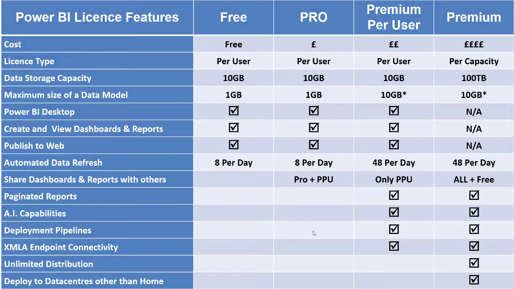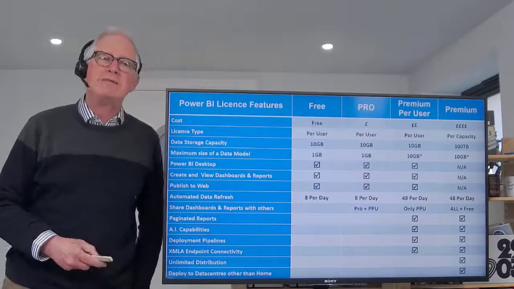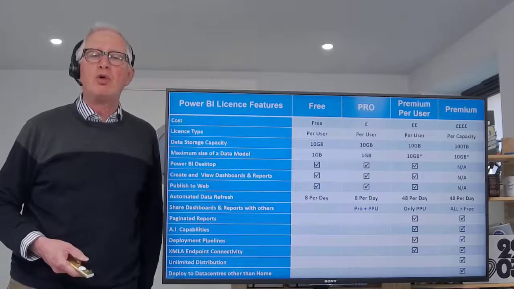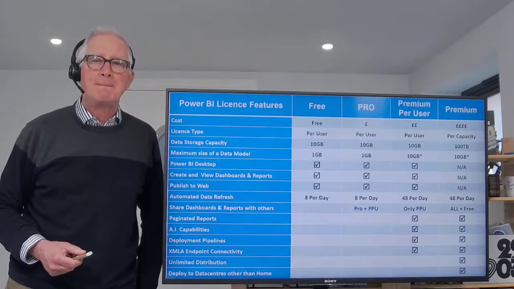But again, that makes a lot of financial sense where you want some of these facilities. Maybe you want paginated reports. Maybe you want the larger data centers. Maybe you want the multiple data refreshes, but you don't want to go completely to a premium capacity yet. So the 4 basic licenses now for Power BI: free, entry level, pro, premium per user, and then when your organization is large enough or you grow to it, a full premium capacity.